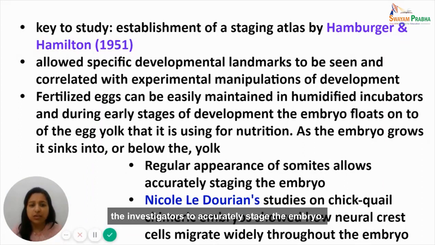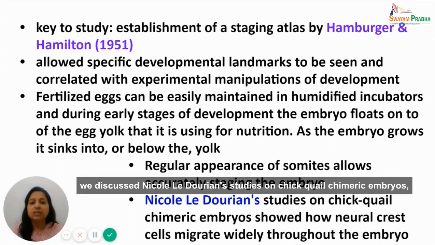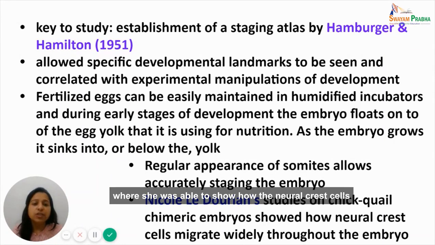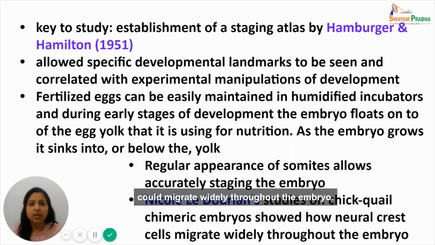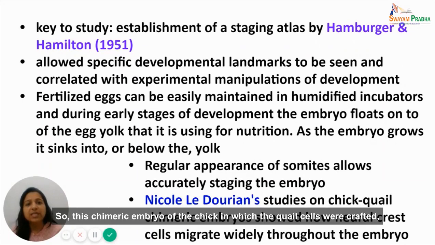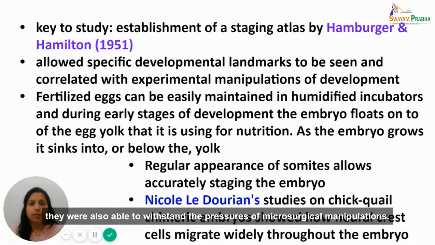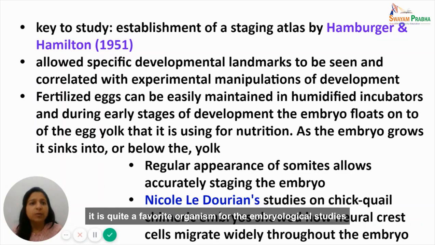In the last lecture on fate maps, we discussed Nicole Le Douarin's studies on chick-quail chimeric embryos, where she was able to show how the neural crest cells could migrate widely throughout the embryo. This chimeric embryo of the chick, in which the quail cells were grafted, was also able to withstand the pressures of microsurgical manipulations. Because of all these good points about the chicken embryo, it is quite a favorite organism for embryological studies in a number of laboratories all across the globe.